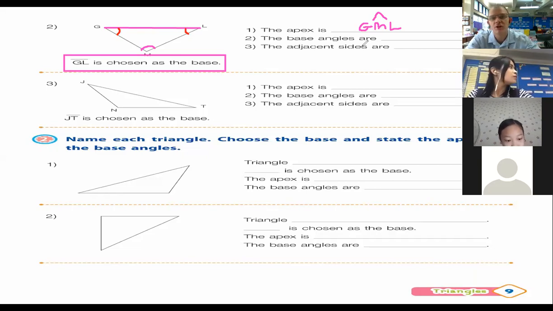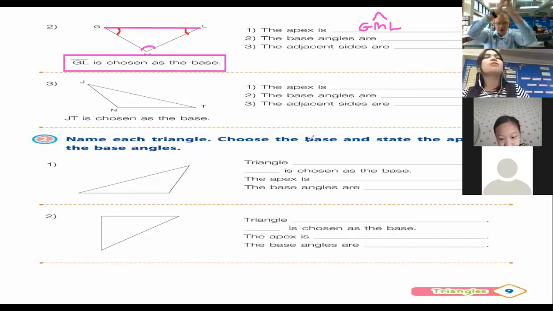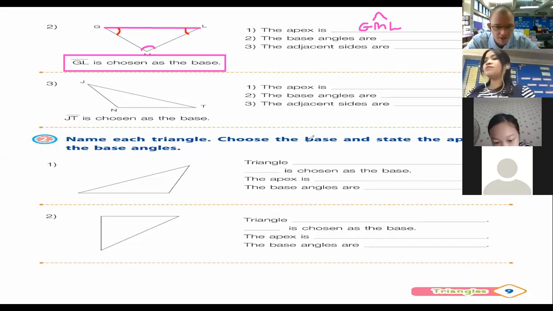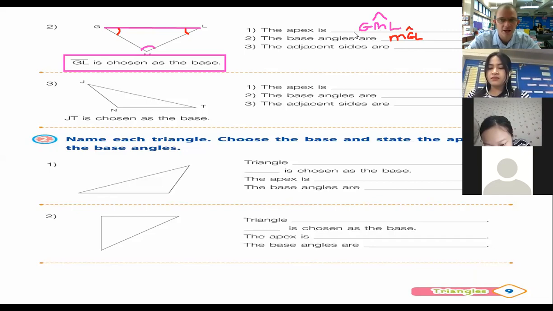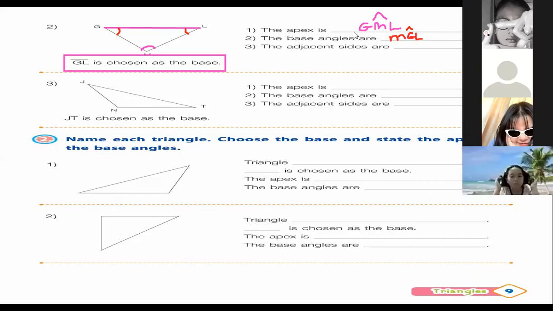MGL, excellent. Good job. Thank you very much. Well done. That is perfect. MGL, and we have a roof over the G. Anyone else who's going to give me the other angle? Someone else give me the other angle name.